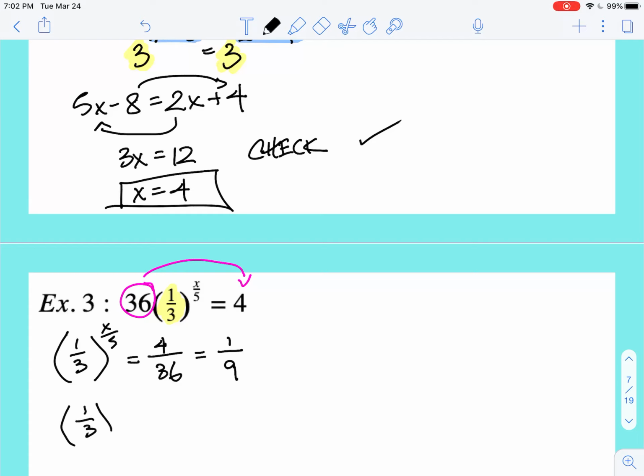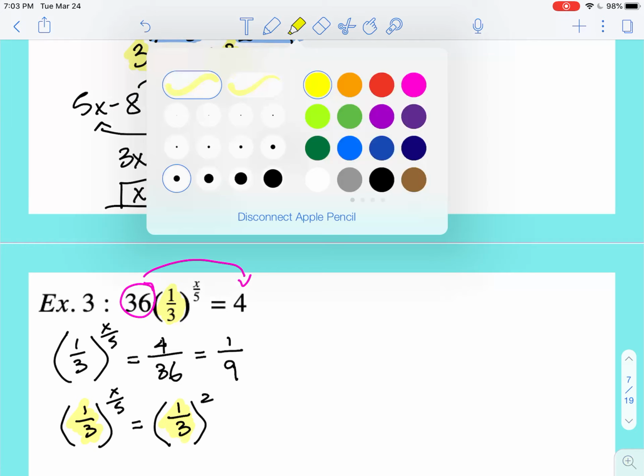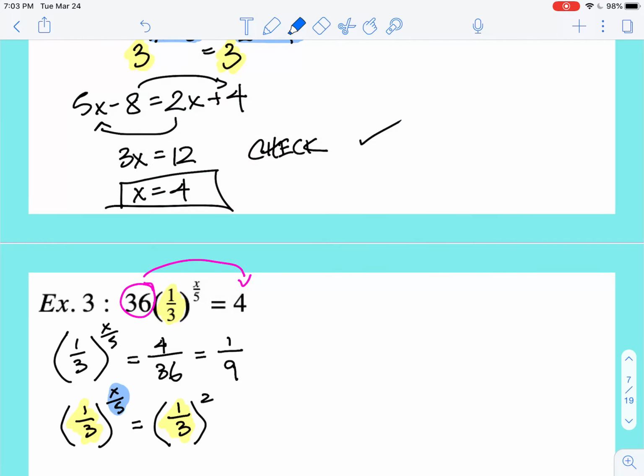So my left side is still 1/3 x over 5 equals, but instead of writing 1/9, I'm going to write it as 1/3 squared. Now this is really nice because what I've done here is set up a situation just like example 1 where the bases are the same, and now I can take this exponent and set it equal to this exponent.